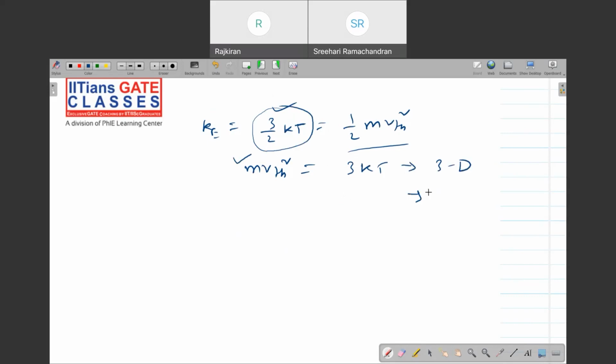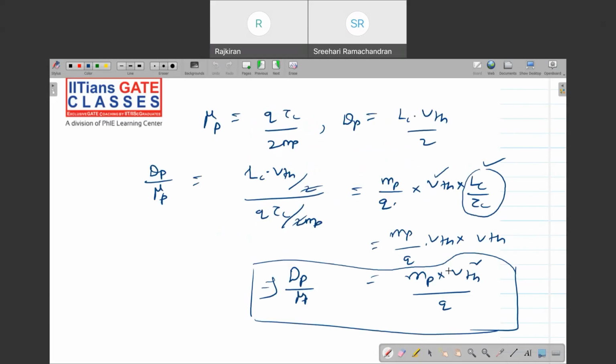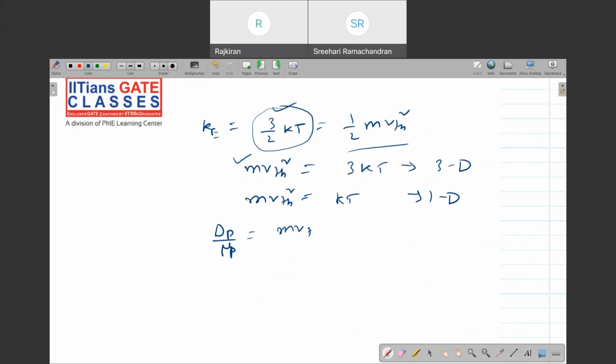For the one-dimensional case, what will happen? m v_th² is equal to this divided by 3, equal to kT. So now Dp by μp equals m v_th² by q, equal to kT by q. This is nothing but the thermal voltage, V_T. This is called Einstein's relationship.